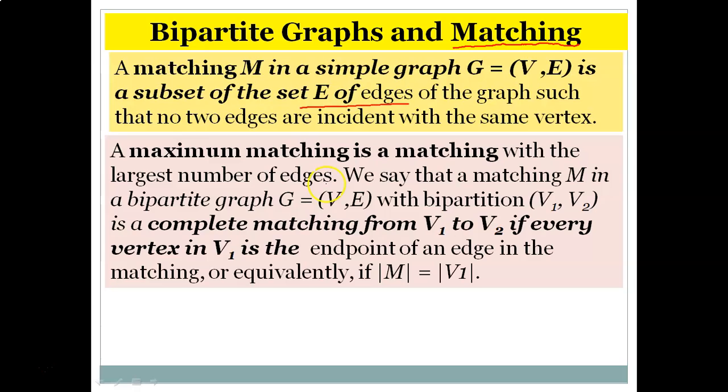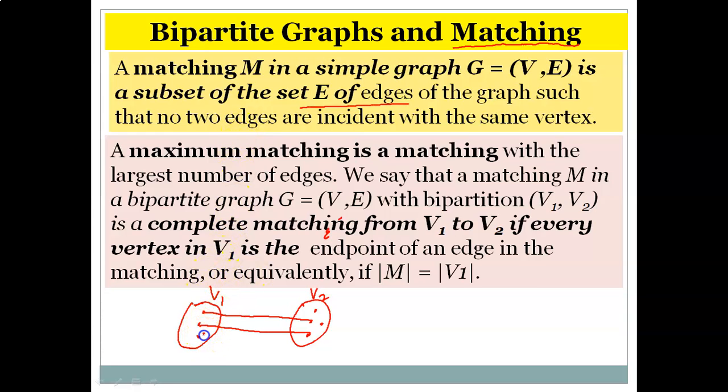For example, to understand this statement, suppose you have partitioned V into two sets V1 and V2. Then suppose these are the vertices in V1 and there are vertices in V2 also. Now if we have an edge which is incident upon these, then this is a matching. A matching in a simple graph G is a subset of the set E of edges of the graph such that no two edges are incident with the same vertex.